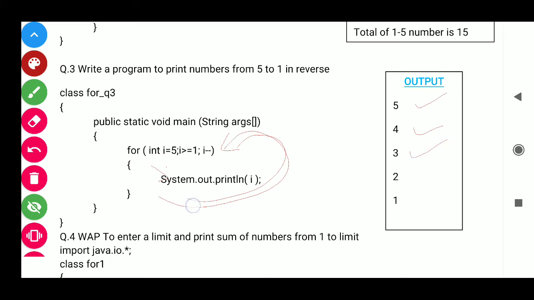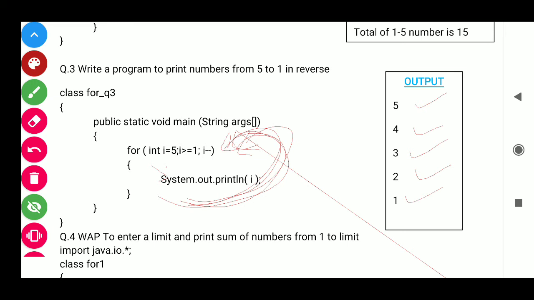Then it will go to I, it will become 2. System out println I, it will print 2. Again it will go here, it will become 1. 1 greater than equal to 1, condition is true, it will print 1 also. It will go again, I will become 0.